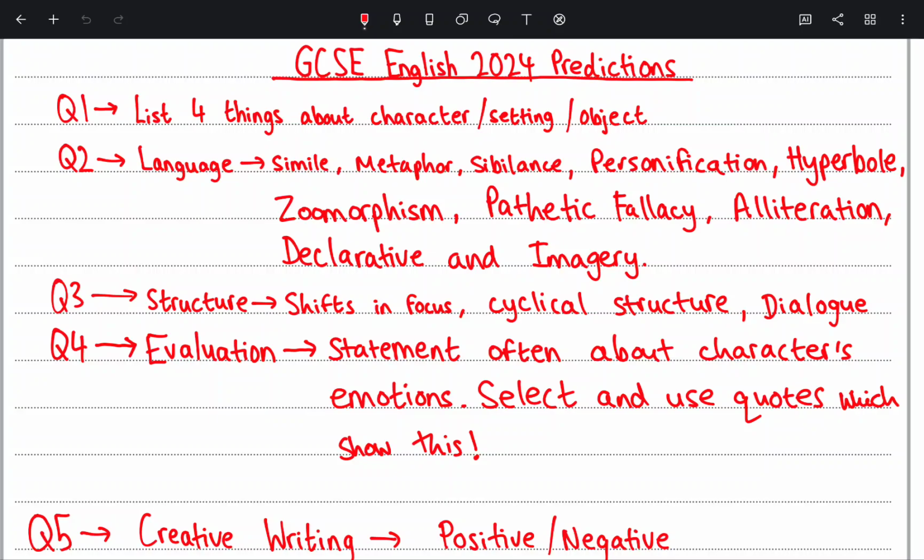Select and use quotes which show this. Super important. I cannot stress this enough. The number of times I've read student answers and they completely forget to back up their point with a relevant quote. If you are not referring to a relevant quote, you cannot score the top marks. Okay, and remember, as it's question 4, you should ideally comment on language and structure to show the examiner you've evaluated in depth. Okay, and it's 20 marks, so you should spend around 20 to 25 minutes.